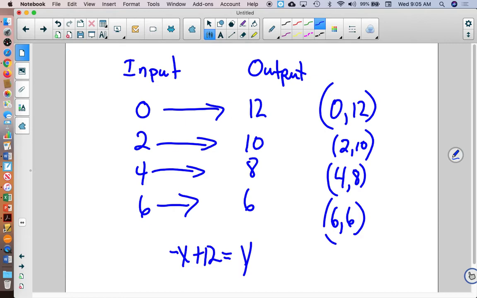Negative x. Negative 2 plus 12. Okay? Does anybody not know where that's coming from? Okay, let's look at it. If x is 0, 0 plus 12 is 12. Negative 2 plus 12, what do you get? 10. Negative 4 plus 12 is 8. Negative 6 plus 12 is 6. Do you see where it's coming from now? All right?